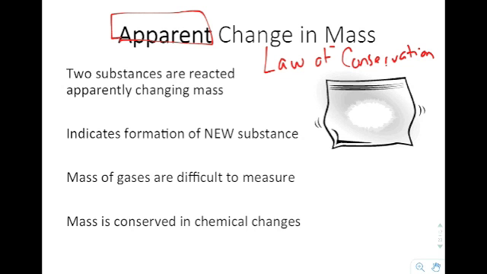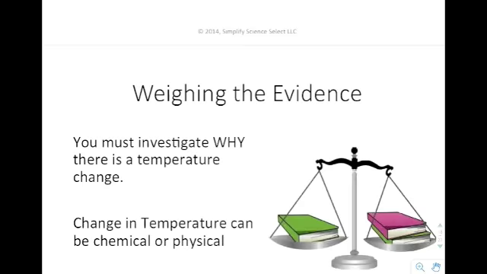But if there appears to be a change in mass, because maybe a gas was produced, or maybe it changed into a liquid and leaked out. Those are indications that there could have been a new substance produced that your beaker couldn't hold anymore. So an apparent change in mass is an indication of a chemical change.